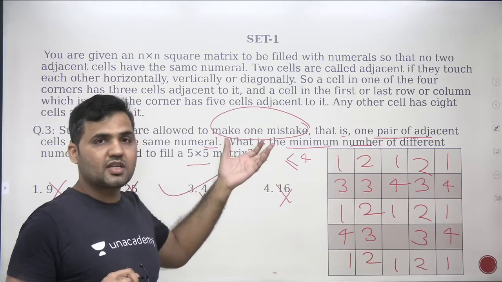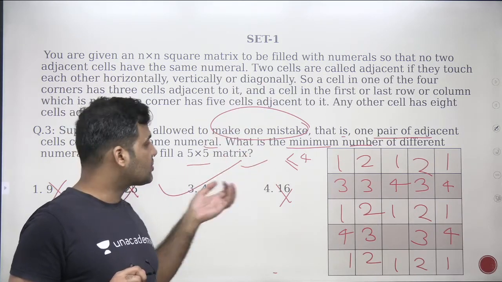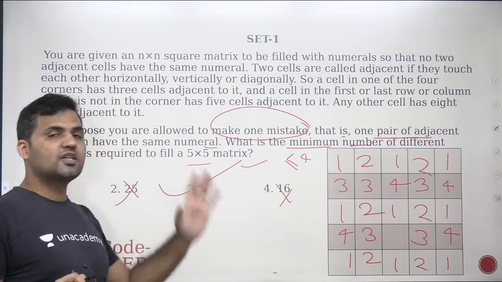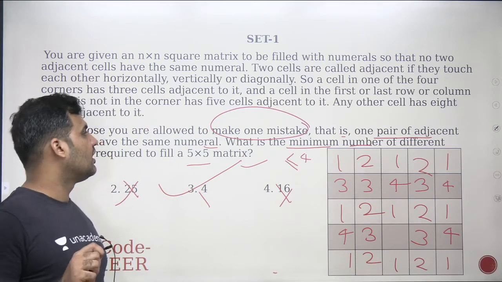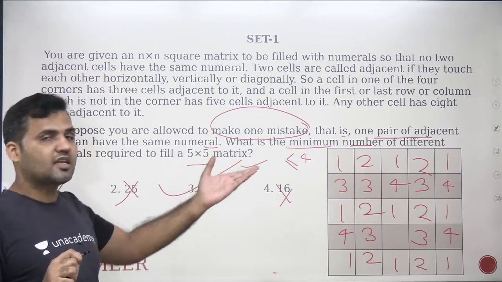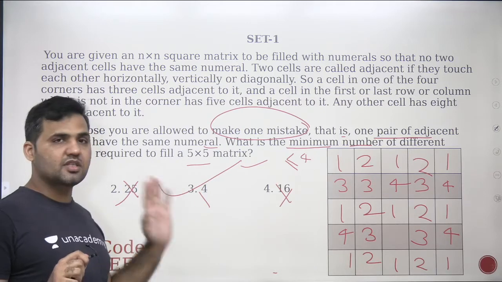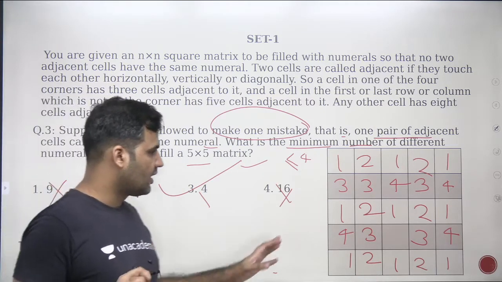Someone who understood the set and gets the sense of the set can straight away answer this question in less than 5-6 seconds. The moment you read the question, you can straight away go with option number 3, because a mistake is allowed. The answer cannot go more than 4. These 3 are eliminated, so this is straight away the answer of the question. A very easy question, right?